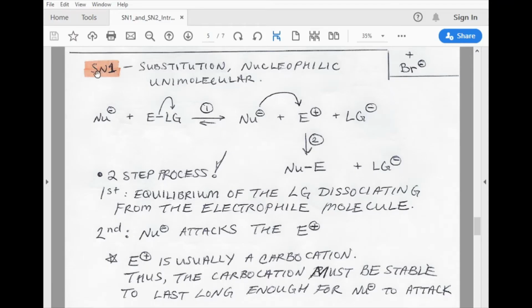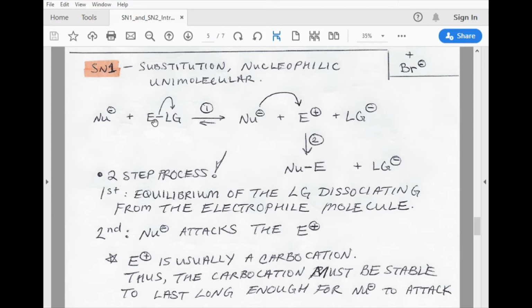The S is for substitution, the N for nucleophilic, as in the nucleophile is important in the reaction. The 1 is telling it's a uni, or one molecule, and this means that at the end of the day, you only have to pay attention to one molecule that plays the most important role in the reaction. So the most important molecule is the E, the electrophile to leaving group bonded molecule.